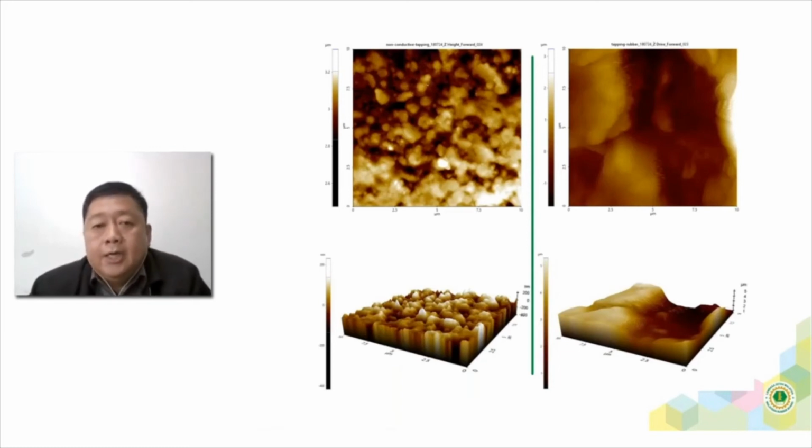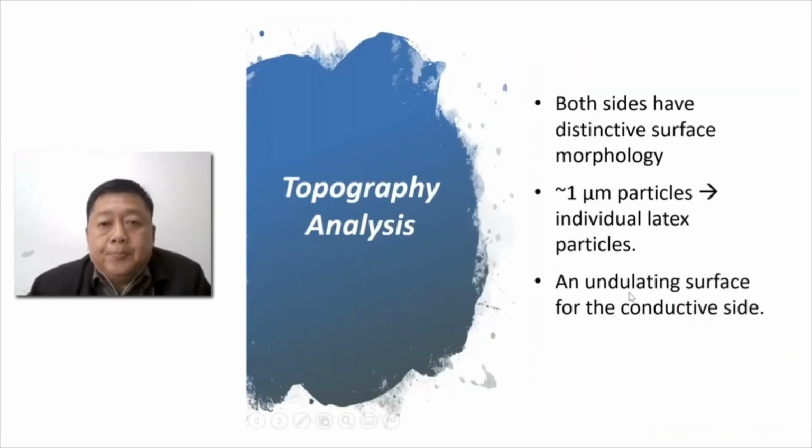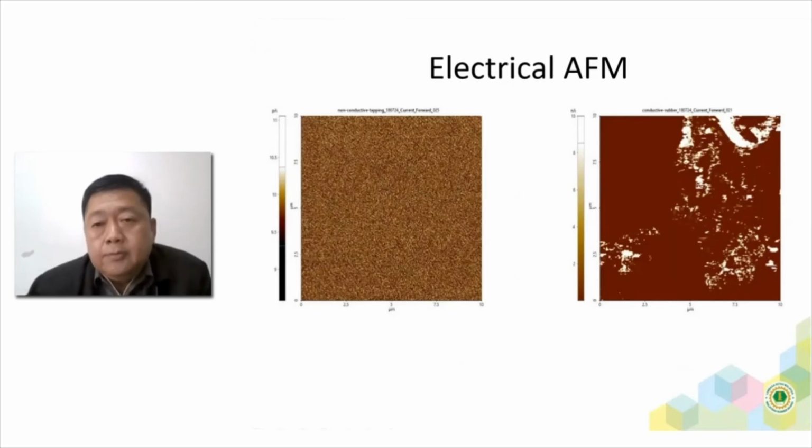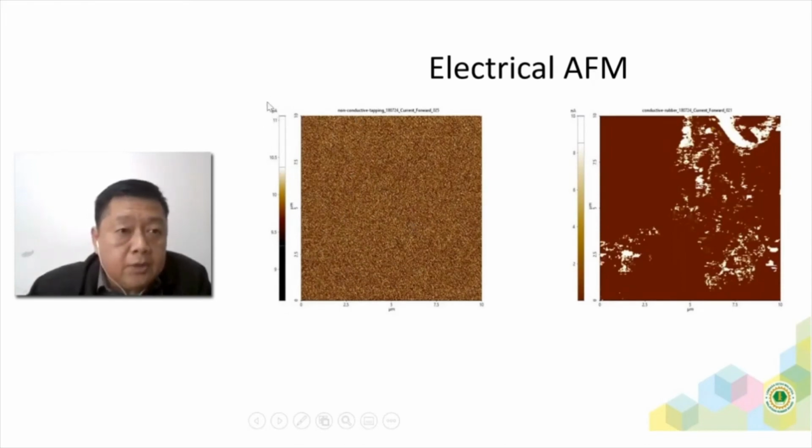Interestingly, their physical properties are also different. Both sides have distinctive surface morphology: the 1 micron particles are the latex particles, and there is an undulating surface on the conductive side. Now the electrical properties. The surface on top, the film that we made, has no conductivity. It's not recorded anything, even up to pico-amps, as you can see on the top left here.